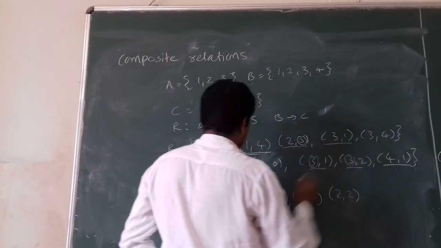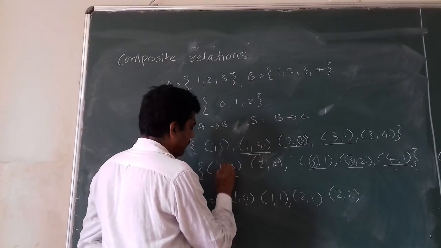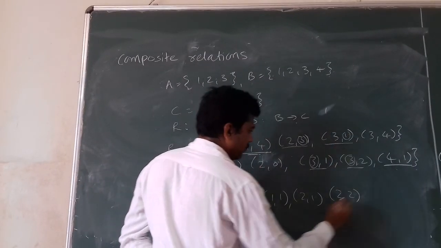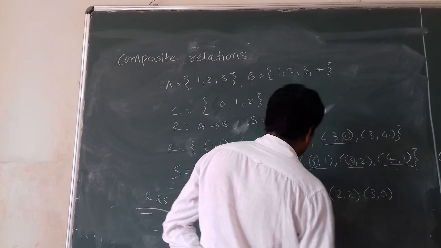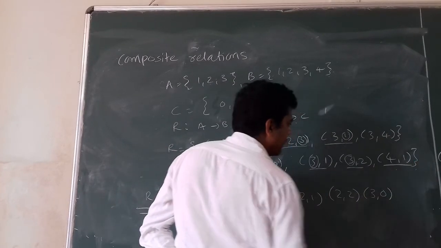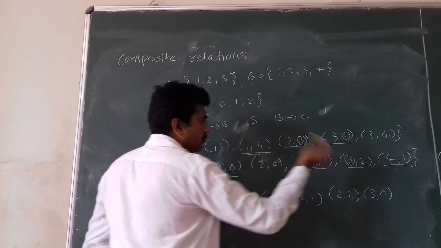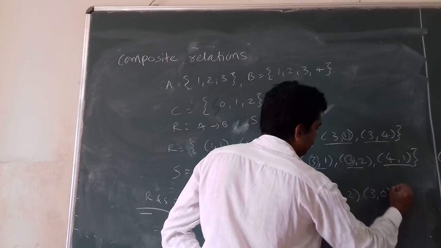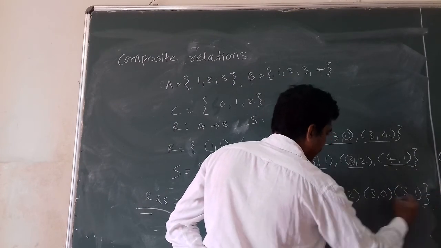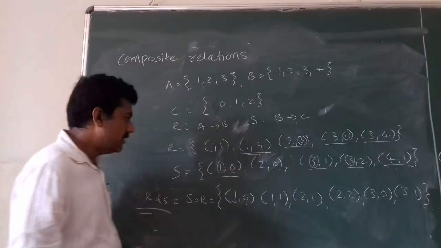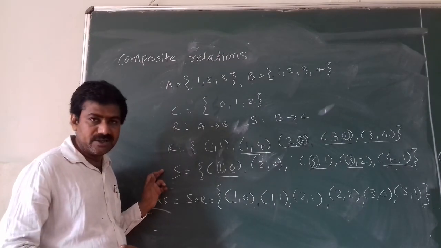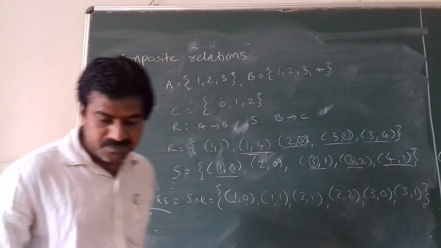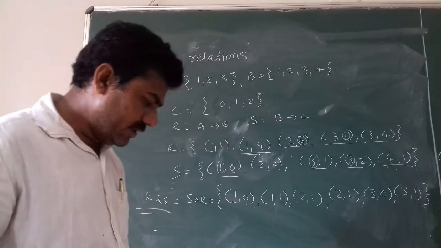Now (3,1). There is one element which starts with 1. So (3,1), (1,0) becomes (3,0). There is no other ordered pair that starts with 1 except this one. So move to the next, (3,4). Here is (4,1), so this result will be (3,1). So these are the composition of R and S, given by the S o R notation. This is the composite relation.